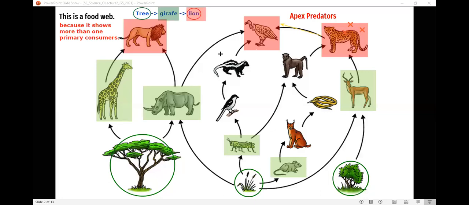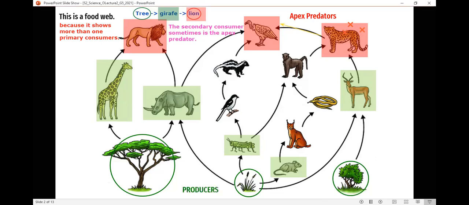So some of you made this mistake in the quiz. The secondary consumer sometimes is the apex predator. So a secondary consumer can be the apex predator. The lion in here is the secondary consumer, and it is the apex predator. Let's talk a bit about the producers in this food chain.